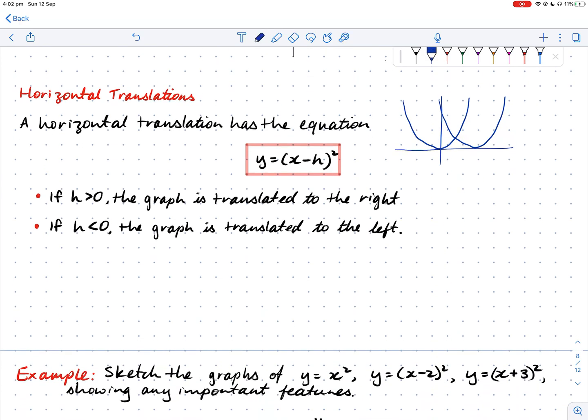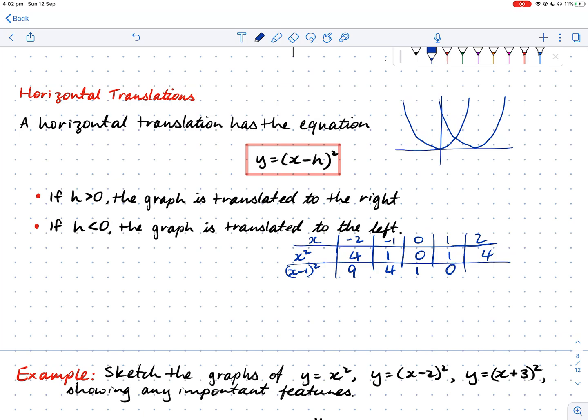So just a really quick example here. Let's say we were looking at x squared and then (x minus 1) squared. If we were to look at a table of values, let's go minus 2, minus 1, 0, 1, 2. Just a couple of really quick numbers. If we're looking at x squared, then we've got 4, 1, 0, 1, 4. If we're looking at (x minus 1) squared, then with negative 2 minus 1, that's going to be 9, 4, 1, 0, 1.